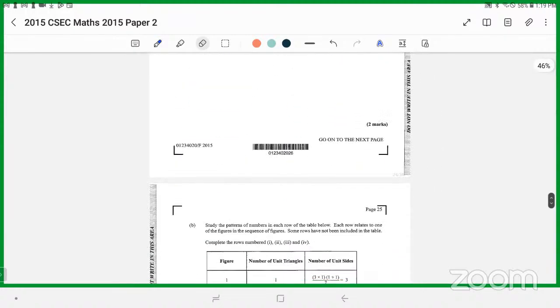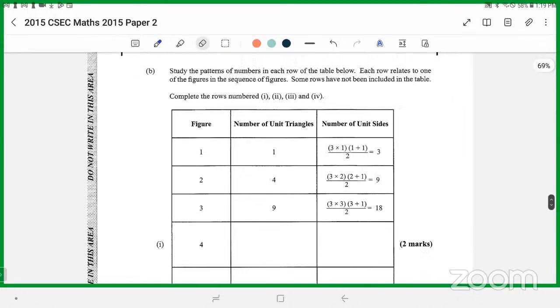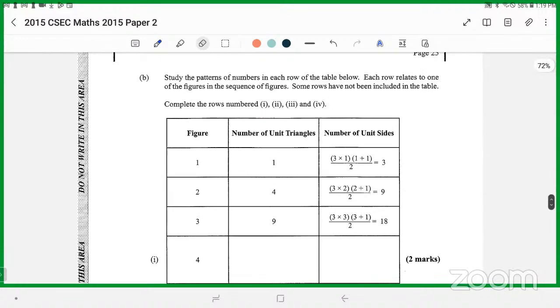Next question now says, the pattern of numbers in each row in the table below. Each row relates to one of the figures in a sequence of figures. Some rows have not been included in the table. Complete the rows number 1, 2, 3, and 4.